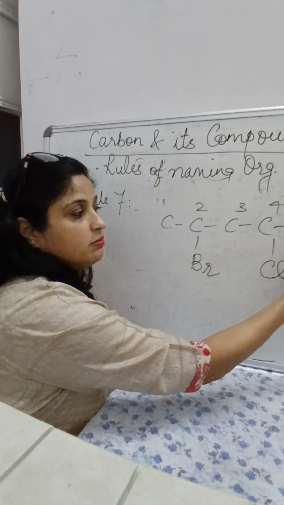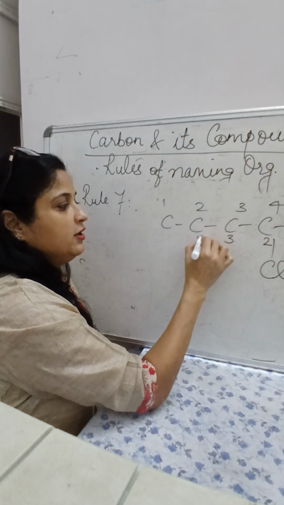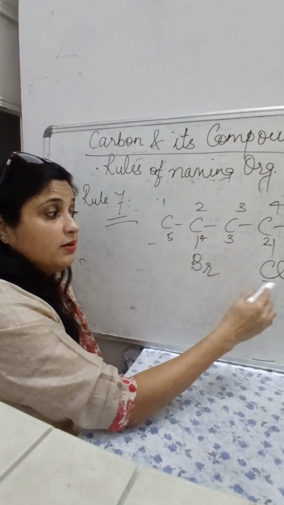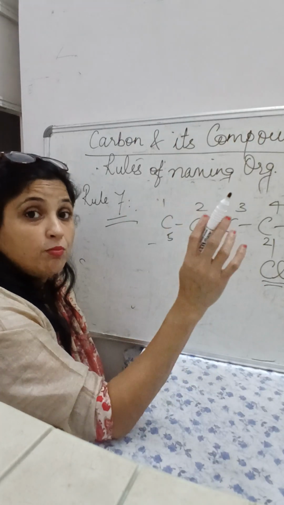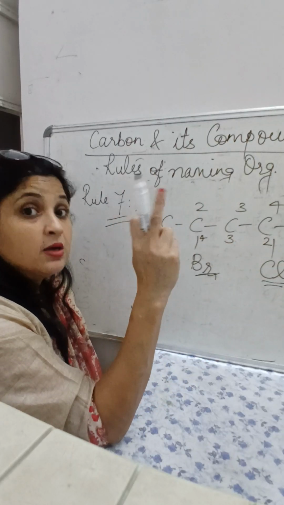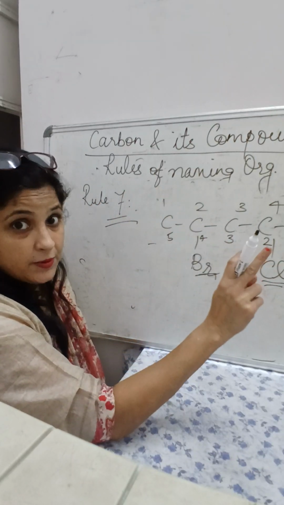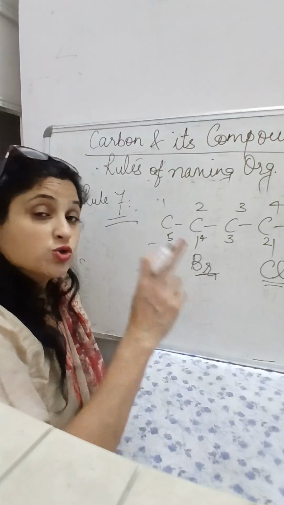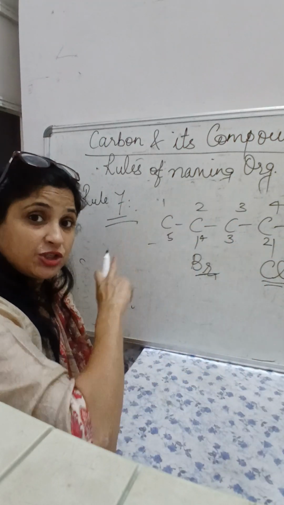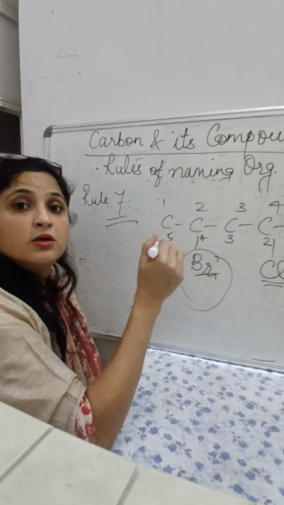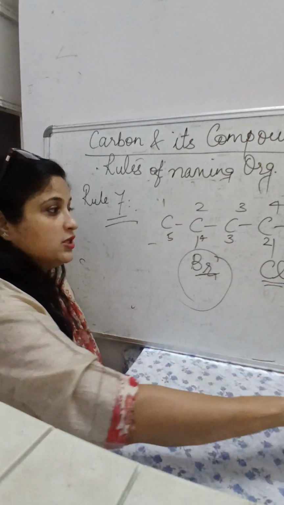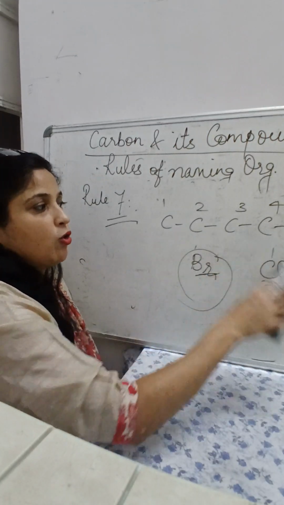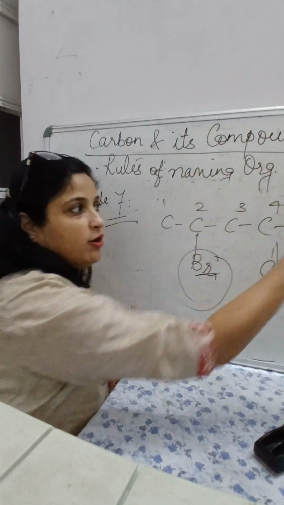So now if I take the numbering this way, 2, 3, 4, 5, will it be correct? What did I say? The rule says that any alkyl group or any functional group, if they are present together in one hydrocarbon, they will be named in an alphabetical order. So does bromo come first or chloro? B comes first or C? B comes first. So I will do my naming in such a way that bromo will get a shorter number. So this type of naming, 2 chloro and 4 bromo, will be the wrong way of naming. This is my correct way of naming.